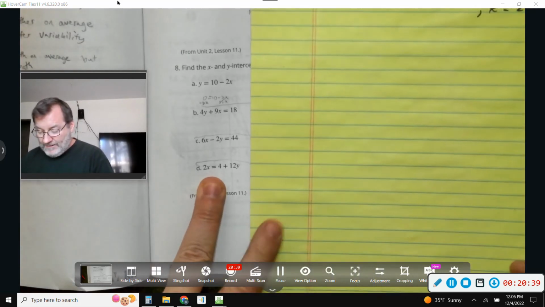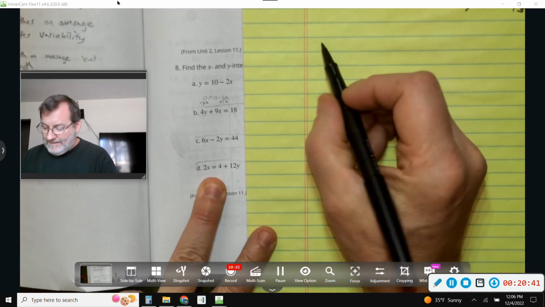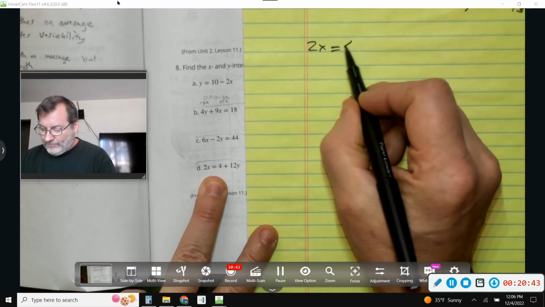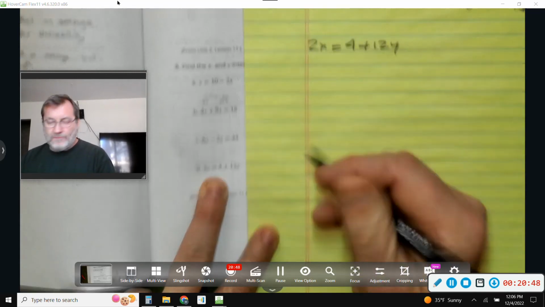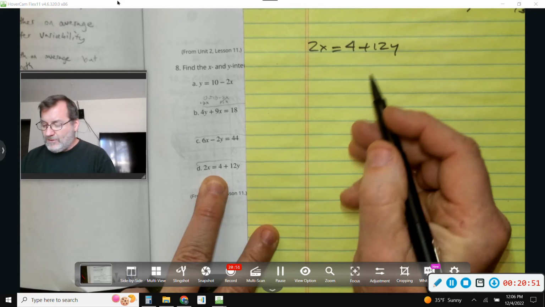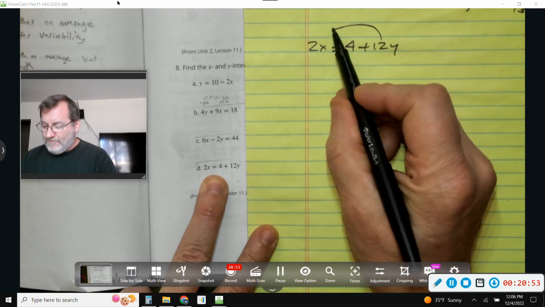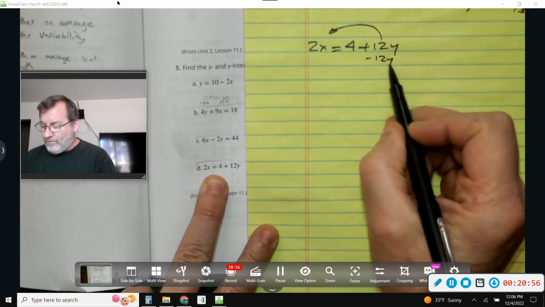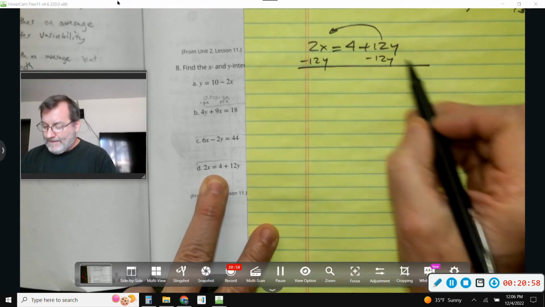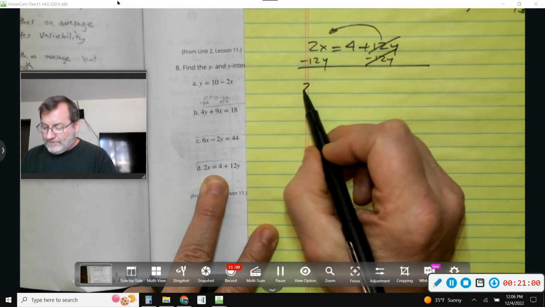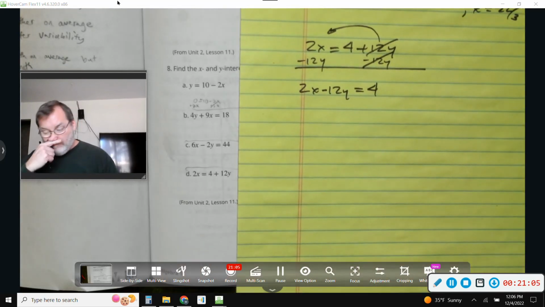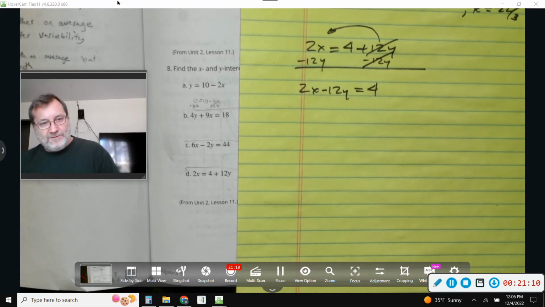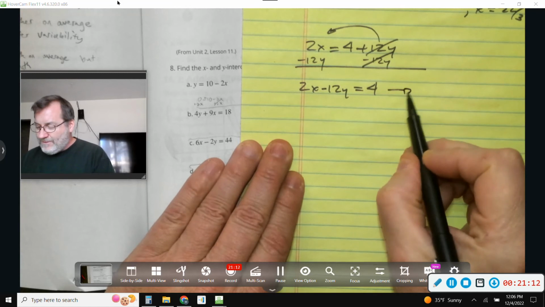And this last one, again, it's kind of in a screwy way of looking at this thing. I mean, you start with 2x equals 4 plus 12y. I don't like the way this thing looks. It looks stupid, and so I'm going to fix it. I'm going to take this and move it to the other side by subtracting 12y from both sides. Cancel, cancel. 2x minus 12y equals 4. That's an equivalent statement. You'll notice again that I have even and even numbers. I can just reduce this thing and make my life oh so much easier.